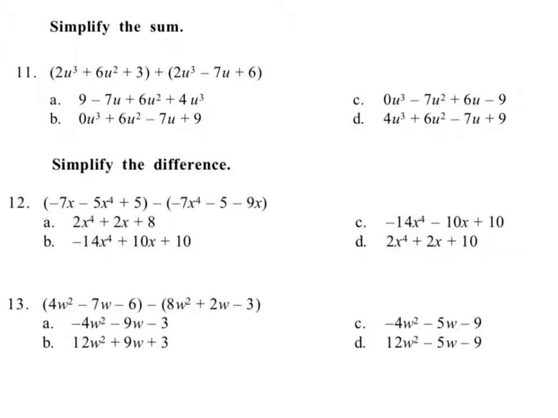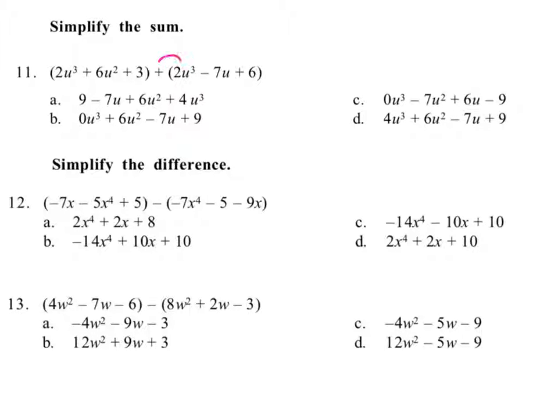Okay, we're simplifying the sum or simplifying the difference, depending on whether we're adding or subtracting. This first one is simplify the sum, because we're adding. How do you want to approach this? Well, we want to look at the sign in front of the second polynomial and ask, is it negative? Is it going to change the sign inside of everything? And no, it's not negative, so it's not going to change the sign inside of everything.